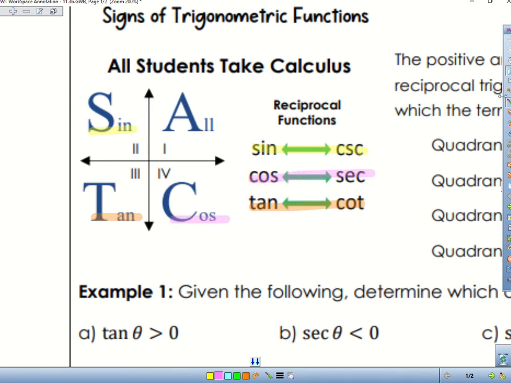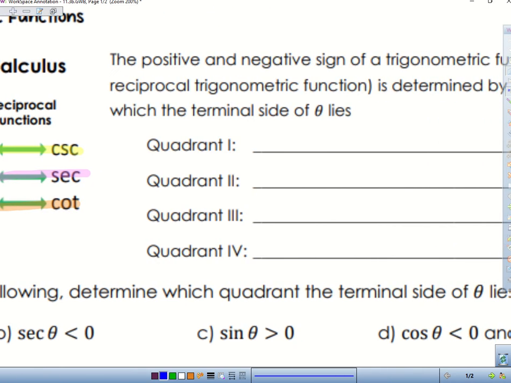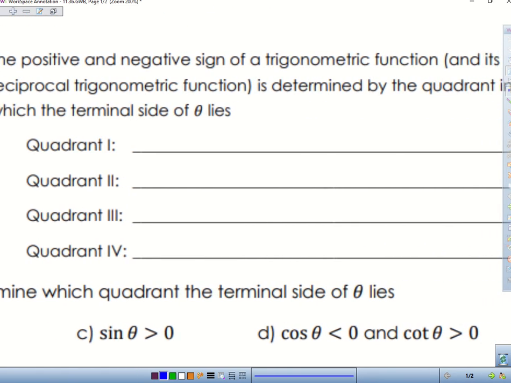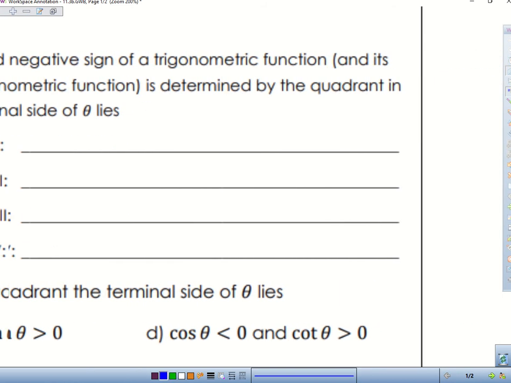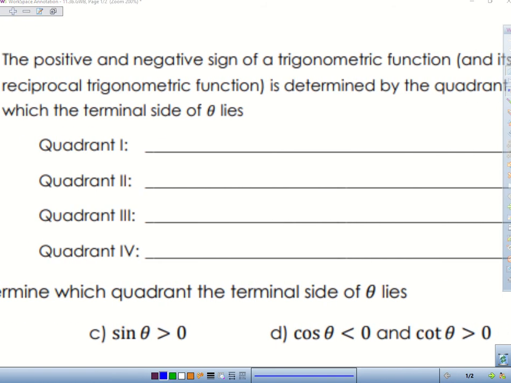Now, until you get the hang of this procedure, this lesson, you are going to be referencing older lessons in this packet to get the exact value. So I'll talk a little bit about what I mean by that. The positive and negative sign of a trigonometric function and its reciprocal function is determined by the quadrant in which the terminal side of theta lies.